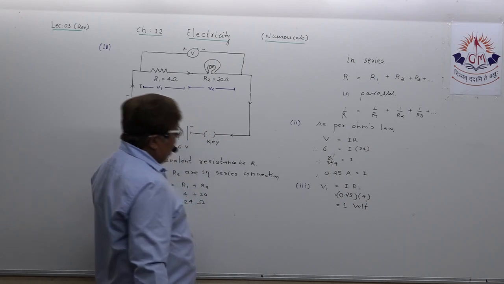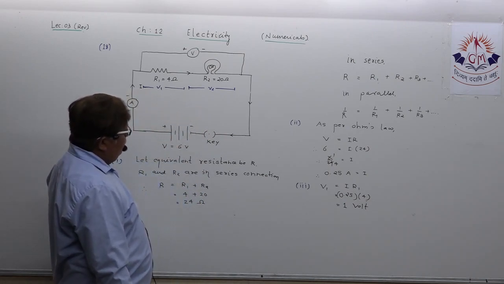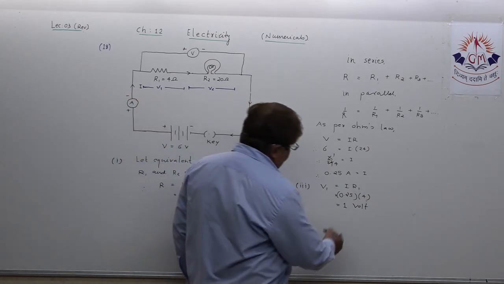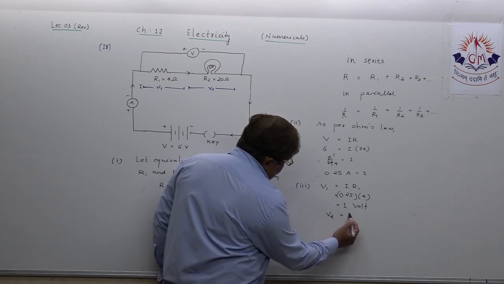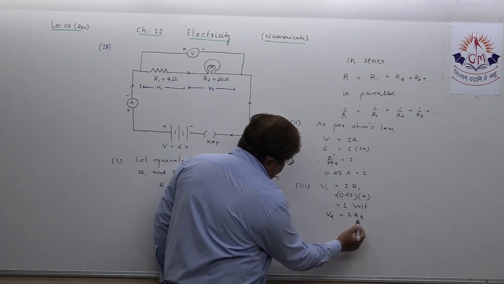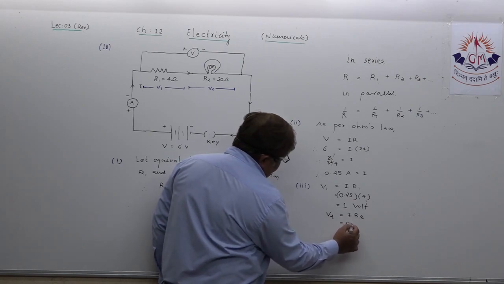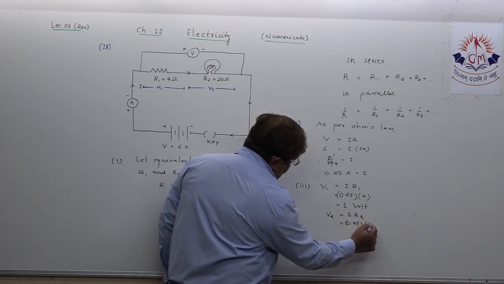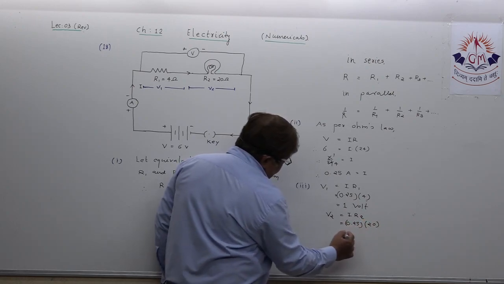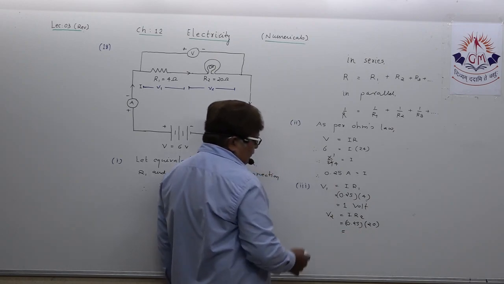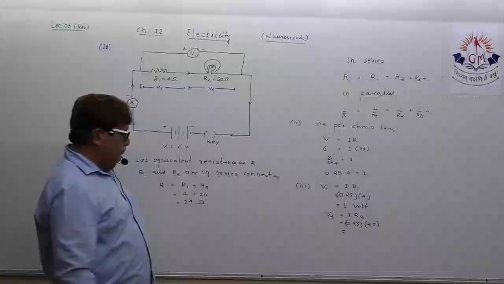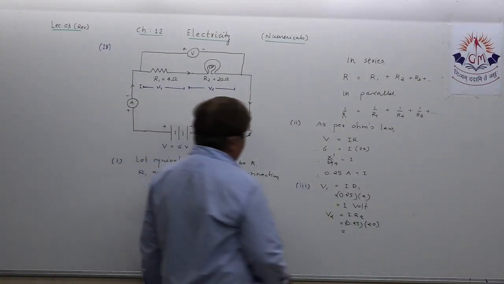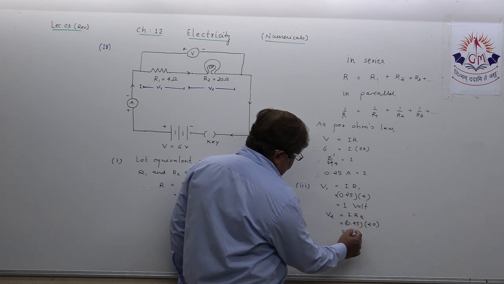That's the PD across R1. Now let us find V2. That's I R2. I remains the same, 0.25 into R2, that is 20. Just you multiply this. Understand? Right? What you get? Understand? 5 volt.